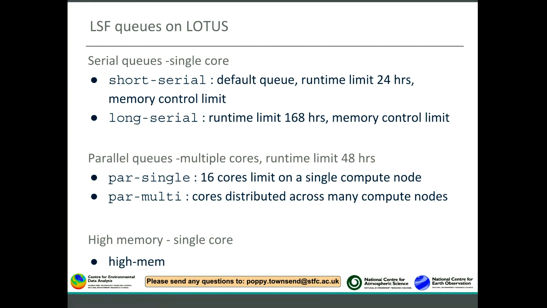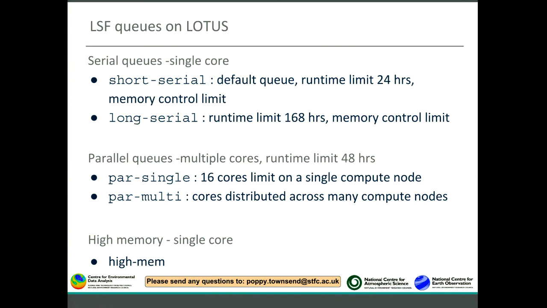The second type of queues is parallel queues, which allow you to run jobs on more than one core. They all have a runtime limit of 48 hours. The par-single queue allows you to run up to a maximum of 16 cores, but these cores have to be on a single compute node. While par-multi, if you're looking at running your parallel job on more than 16 cores, say 24 cores, then you should use par-multi, which gives you access to cores distributed across many compute nodes.